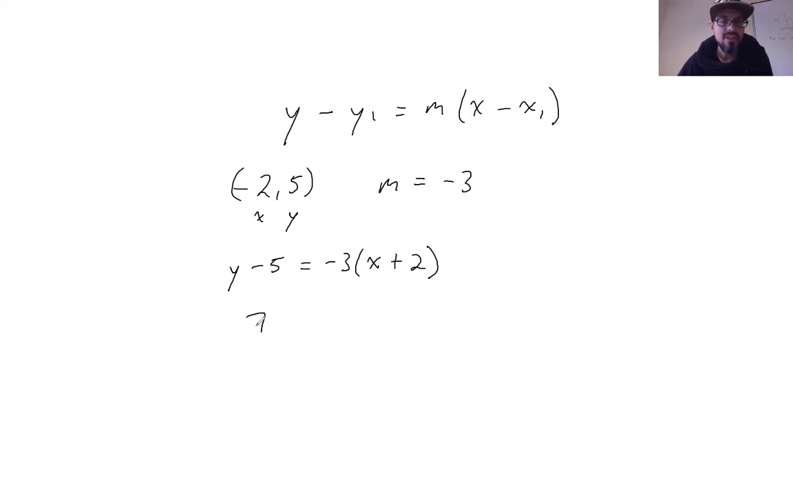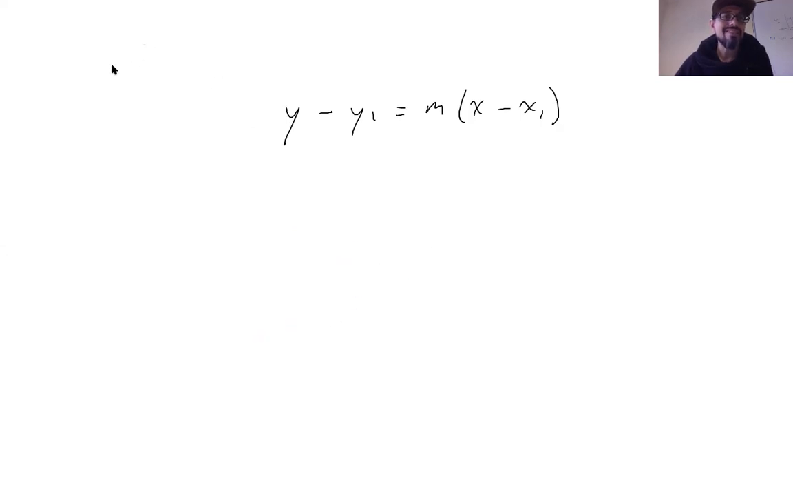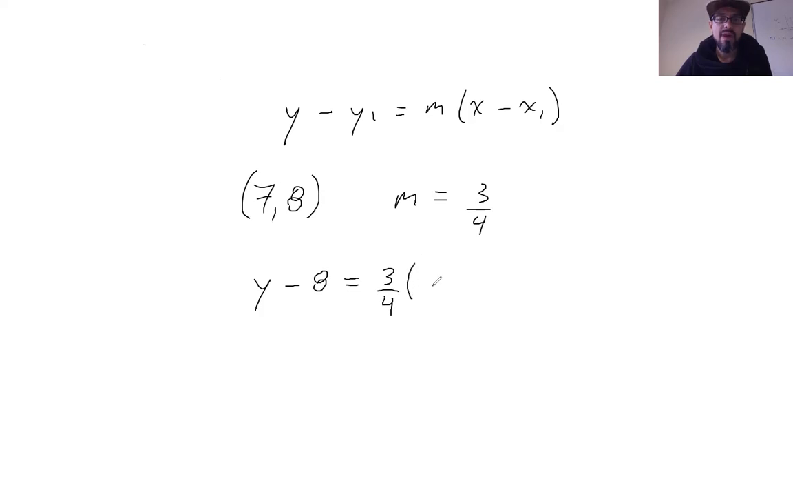Let's do another example. Let's say the point given is (7, 8), and the slope is 3/4. So here we go. Y, opposite of the y value in the point given, equals slope, open bracket, x, opposite sign of the x value. There it is. Super easy, super quick. It's just a pattern that you follow.